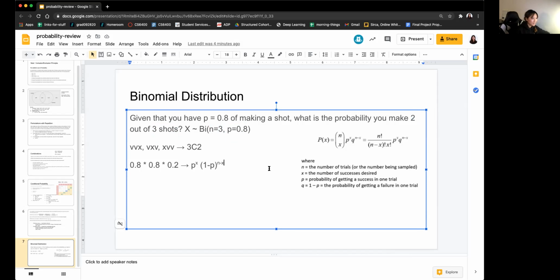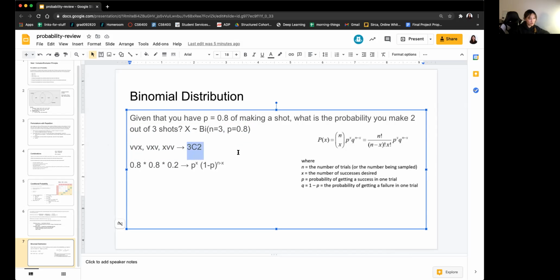So here we're trying to figure out the probability that you make 2 out of 3 shots. I think one common misconception is that you will just take 0.8 times 0.8 for 2 successes, but it's a little bit more complicated than that because you have to consider the order in which you're making your shots. I have this from the last time I did this, but basically making 2 out of 3 shots, you can do this 3 different ways.